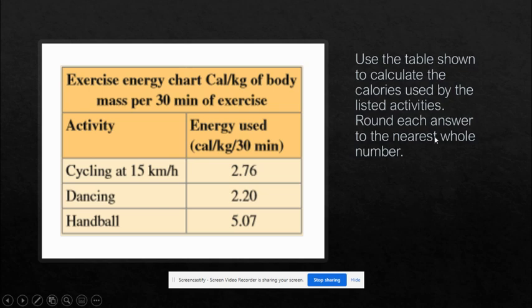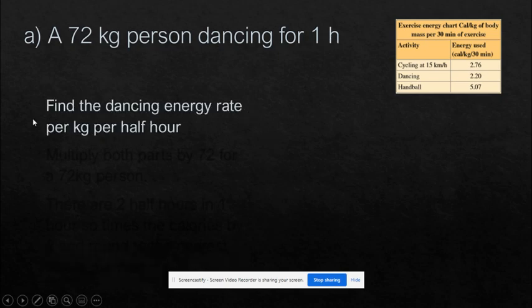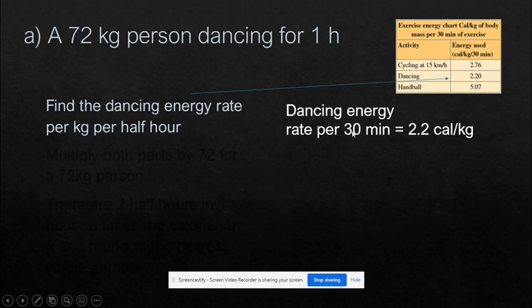And remember, we've got to tell them how many calories, and to the nearest whole number. Okay, so we'll just keep it over here. We've got a 72 kilo person dancing for 1 hour. So first of all, we want to find the dancing energy rate per kilo per half hour. So we go and we look, okay, there it is, 2.2. So it's 2.2 calories per kilogram.